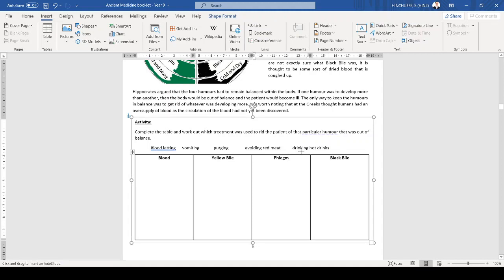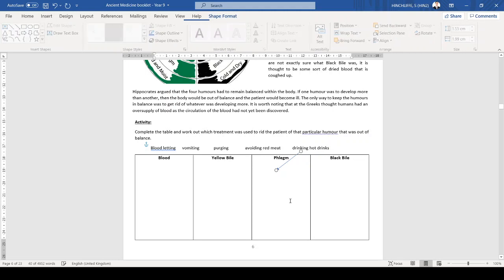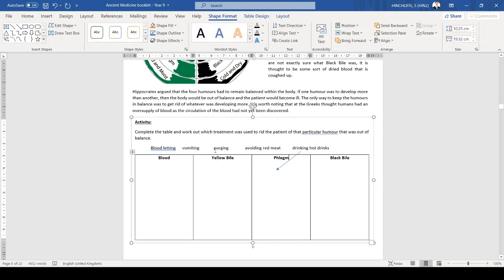So you can just write this in. I'm just going to draw an arrow for now. Okay, so have a look at the other treatments here and see if you can figure out where they would go. Not everyone has a treatment. Okay, so pause the video now and have a go, and then we'll go through it. Okay, right, let's go through it.